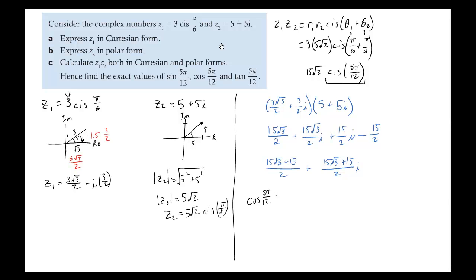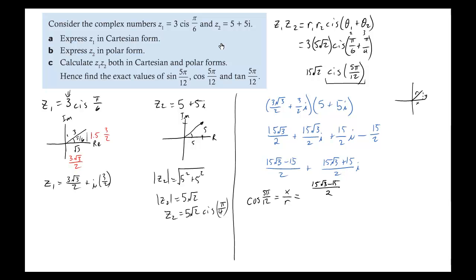Alright, so we say cosine of 5 pi over 12 is equal to x over r, because if we're thinking about 5 pi over 12, you've got your x component there, adjacent over hypotenuse, where this is r, x, and y. My pen's going crazy. So, equals x over r. And we know that the x value is the real part here. So that would be 15 root 3 minus 15 over 2.